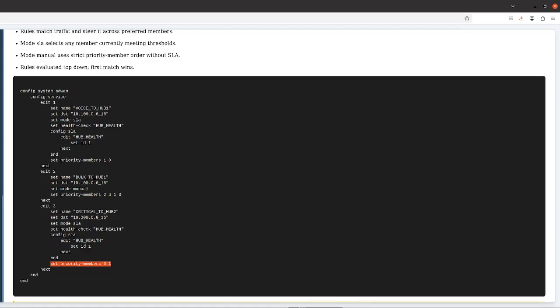The set mode parameter has several other options worth knowing. The load-balance mode distributes traffic across members using session-level balancing, which is useful when you want to aggregate bandwidth. The priority mode always uses the first available member in the list, only falling back if that member is down. Understanding these modes lets you match the path selection behavior to the traffic type.